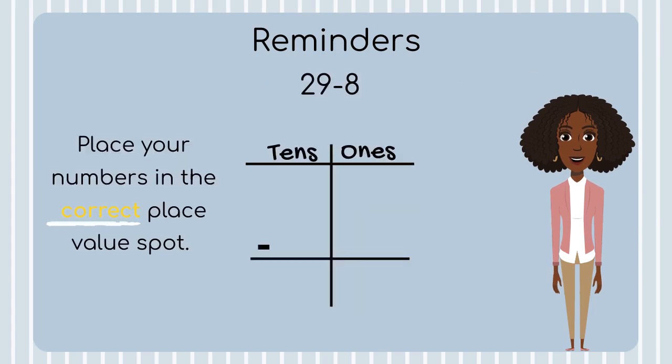And the last thing to remember is that when you're subtracting a two-digit number by a one-digit number, be sure that you place the one-digit number in the ones place because that's where it belongs. And if you try to place it in the tens place, then that would create a different number.